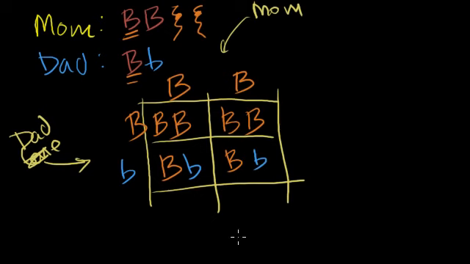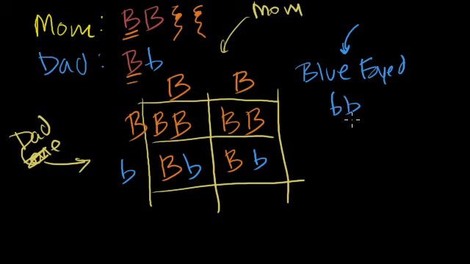So if you said, what's the probability of having a blue-eyed child, assuming that blue eyes are recessive, and remember, this is a phenotype. These particular combinations are genotypes. Well, in order to have blue eyes, you have to be homozygous recessive. You have to have two lowercase b's. So what's the probability of having this? Well, there are no combinations that result in that, so there's a 0% probability of having a blue-eyed child.